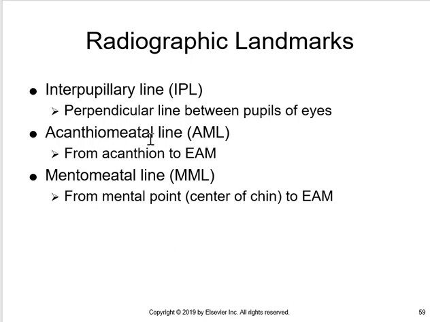An acanthomeatal line would be from the acanthion to the EAM, and a mentomeatal line, or a MML, would go from the point of the chin all the way out to the EAM.